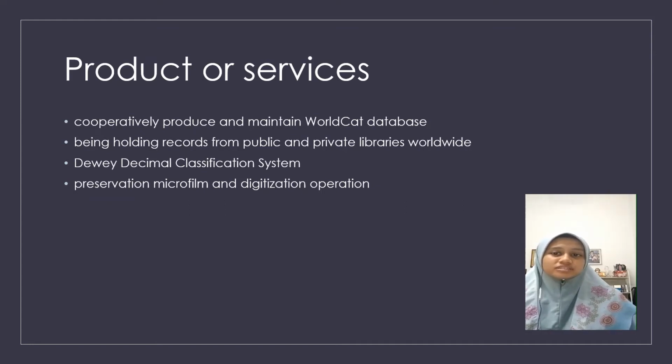Even the old OCLC owned a preservation, microfilm and digitization operation called the OCLC Preservation Service Center. OCLC produced catalog cards for members alongside the online catalog since 1971. But the company printed the last catalog card in August 2015.